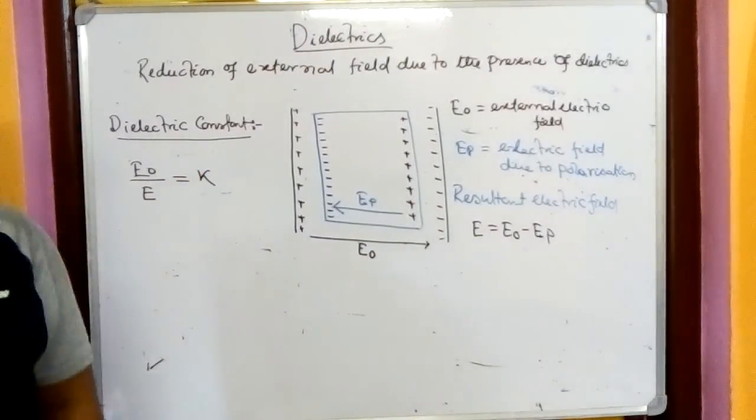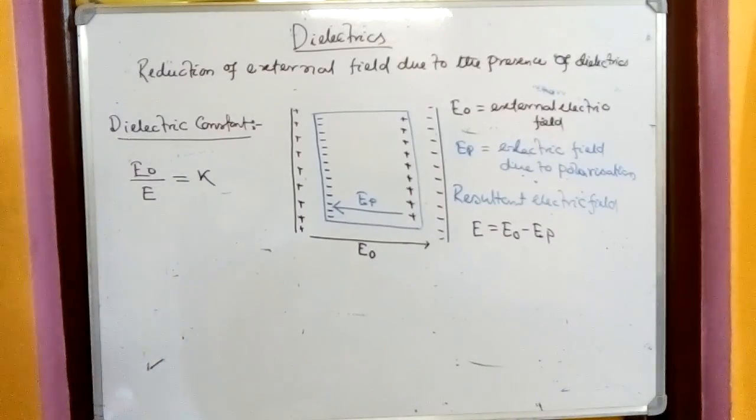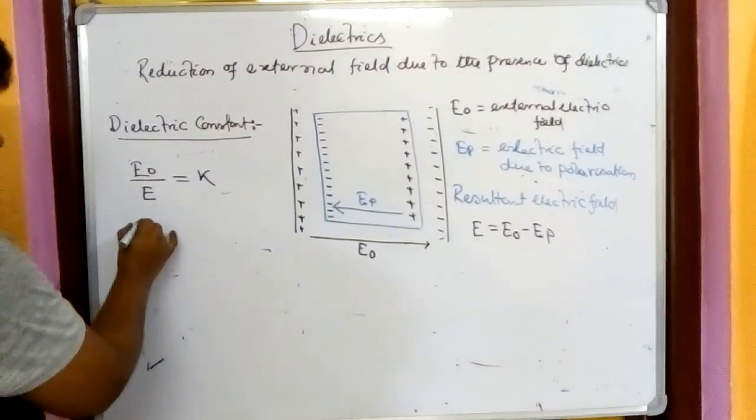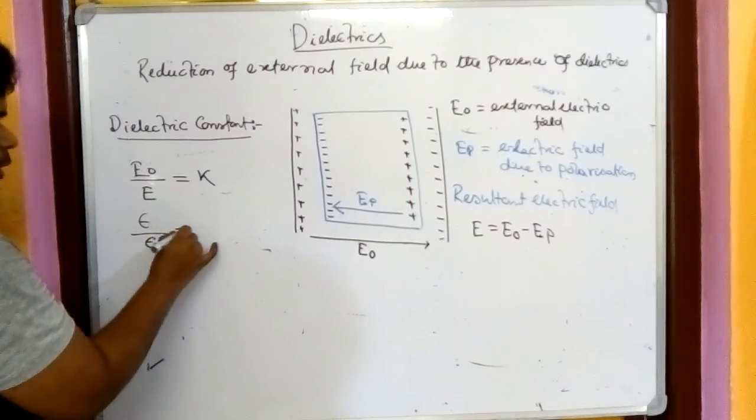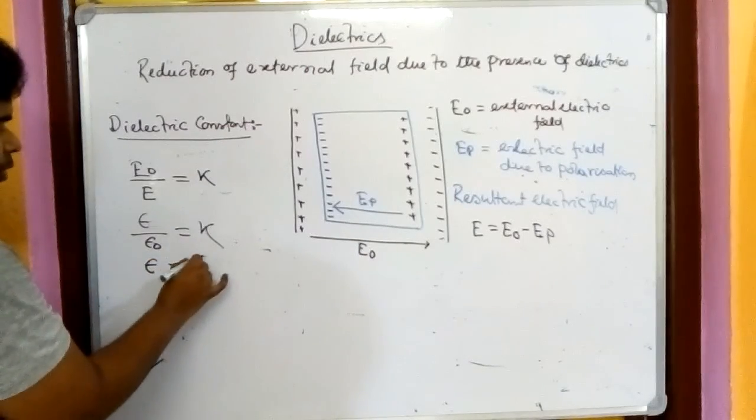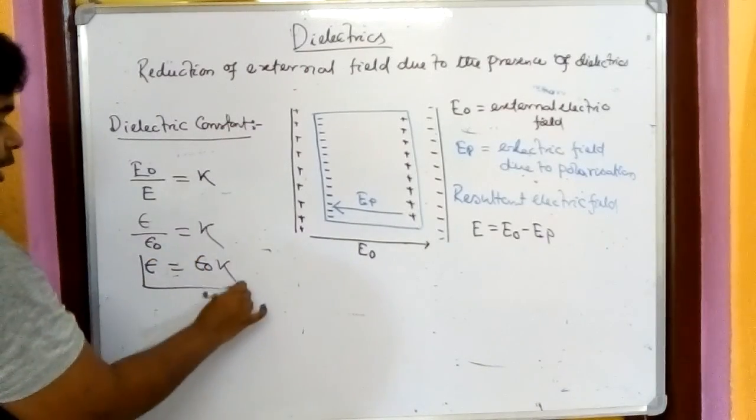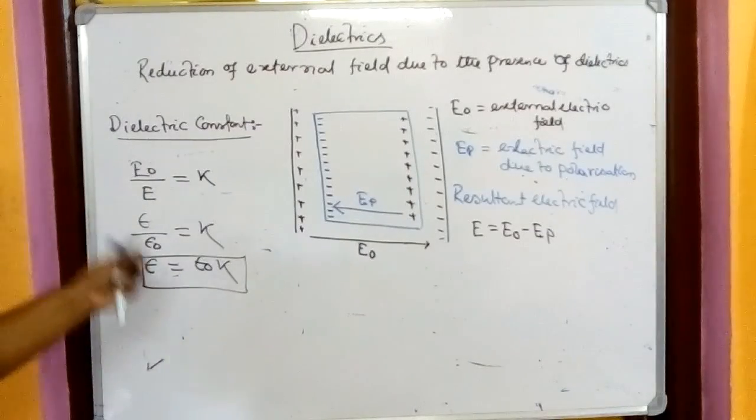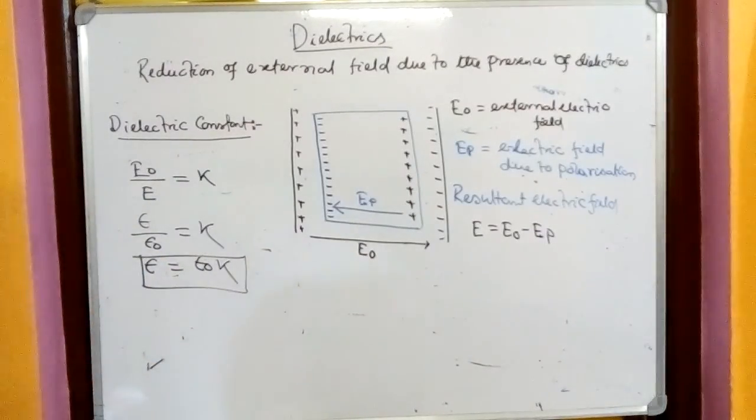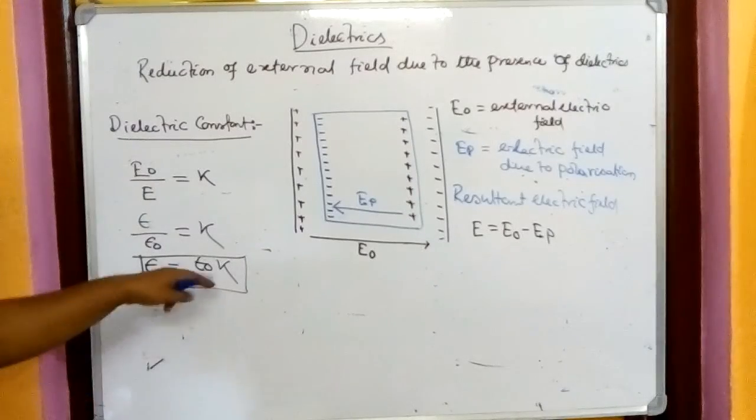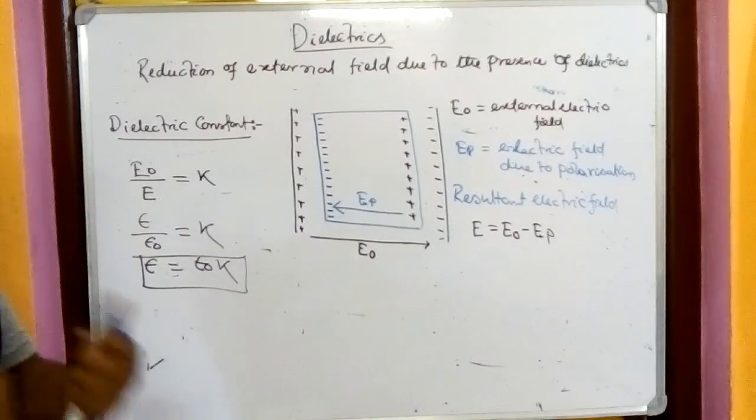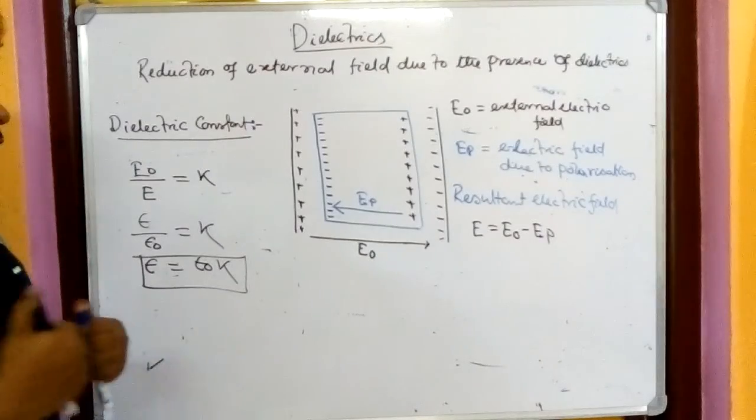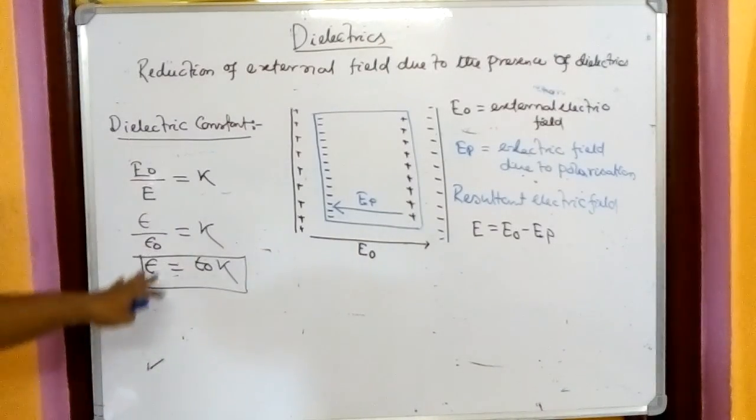Now you might be asking, sir, when did we learn this? We learned it in the first chapter. Here it is coming, epsilon by epsilon naught equals K, that is epsilon equals epsilon naught into K, where epsilon is the permittivity of a dielectric substance, epsilon naught is the permittivity in free space, and K is the dielectric constant, which has another name, relative permittivity. So this is the dielectric constant.